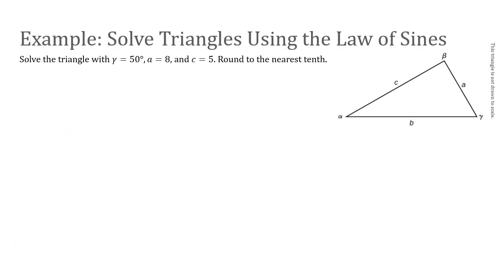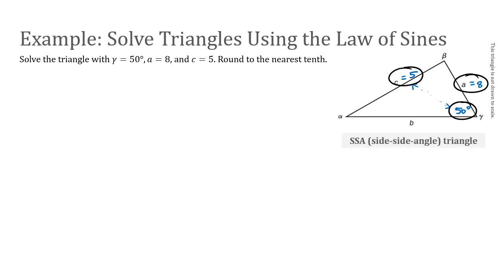All right, let's try another one. Solve the triangle where gamma is 50 degrees. Side A is equal to 8. And side C, which is across from gamma, is equal to 5. All right, so we've got that anchor, don't we? Now this, where we are given a side and another angle, is another example of a side-side angle triangle. So we know it's going to be a very similar process as what we just did.